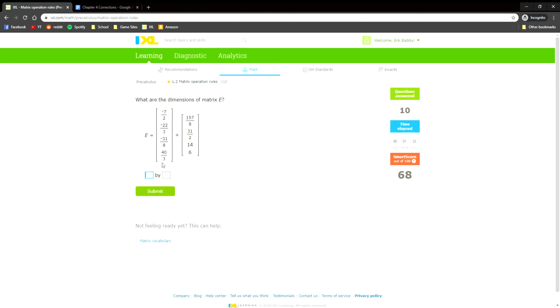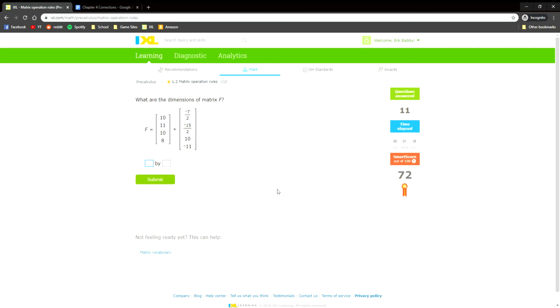Okay, I'm almost there. All right, is this defined? Yes. What are the dimensions going to be? It's going to be a 4 by 1. Doing amazing. Okay, see when I get to 70, I get a little ribbon. That's the exciting part. You get rewards here. This is still a 4 by 1.